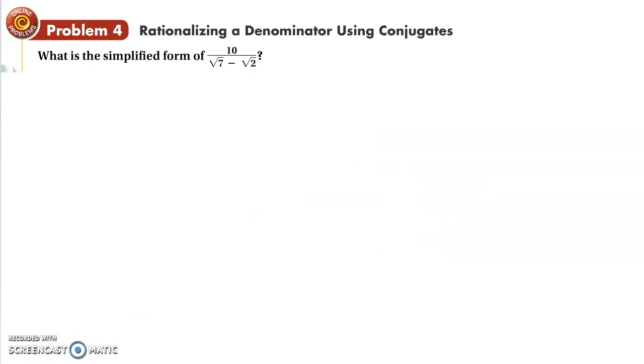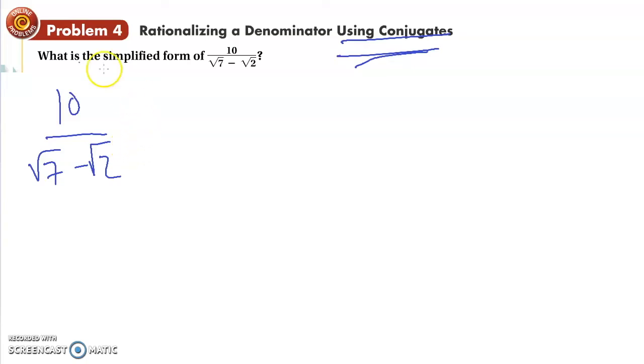Let's look at the next example. Problem 4 says, rationalizing a denominator using conjugates. It looks like we are going to be using that concept we just talked about on the next example. What were the odds of that? Okay, what is the simplified form of 10 over square root 7 minus square root 2? Well, first off, is this simplified? We would say no, it is not simplified, because we're not allowed to have a square root in our denominator, let alone are we allowed to have just 2 just sitting there chilling. Now, what we want to do is go ahead and rationalize the denominator.